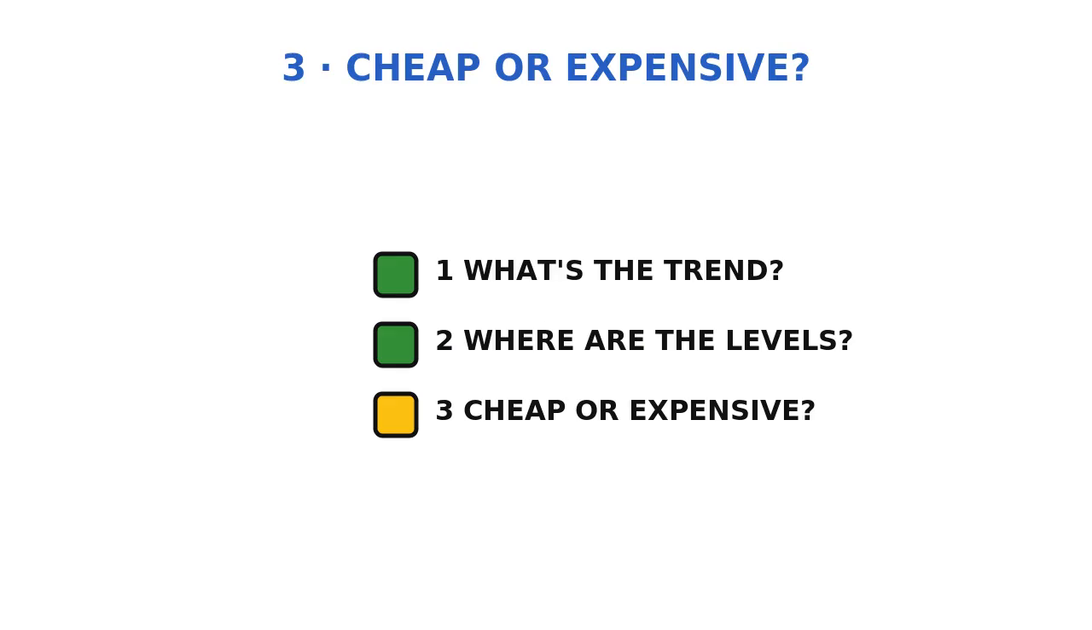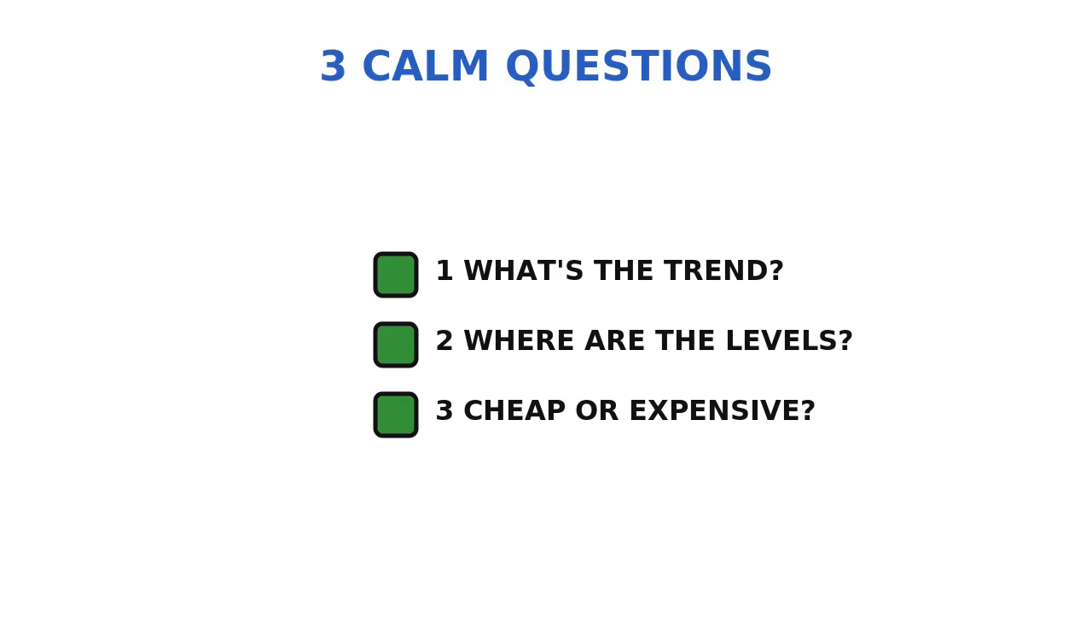Question 3. Where's the price right now relative to those levels? Is it sitting near a floor, looking relatively cheap, pressed against a ceiling, looking relatively expensive, or drifting somewhere in the boring middle? That is the whole read. Trend, levels, and where we are within them. 3 questions, no clutter.